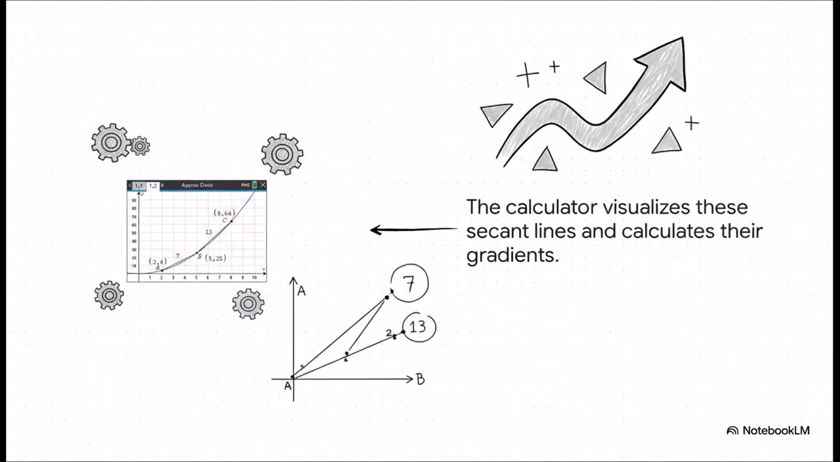And this is where the Nspire just makes it so easy. We can plot those points, draw the secant lines, and bam, it instantly tells us their gradients. You can see these lines here have gradients of 7 and 13. This whole abstract theory of approximation suddenly becomes this concrete visual thing you can actually play with.